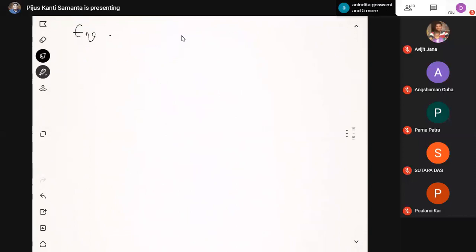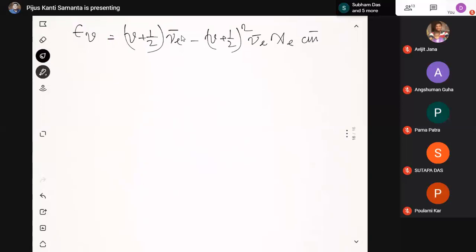The energy E V was V plus half times nu bar, minus V plus half squared times nu bar chi e, in centimeters inverse. So this was the equation. Now we have to put in different transition levels. Suppose a molecule transits from V equal to 0 to V equal to 1 step.